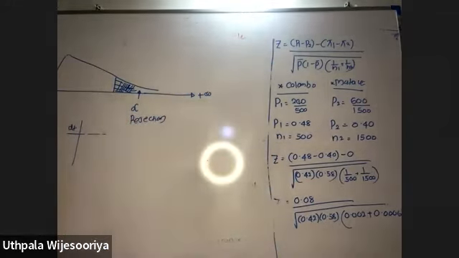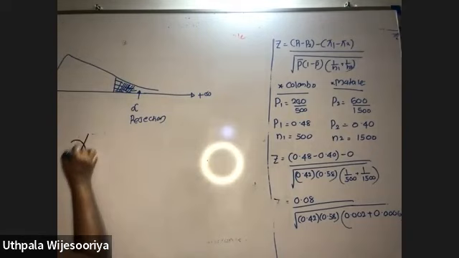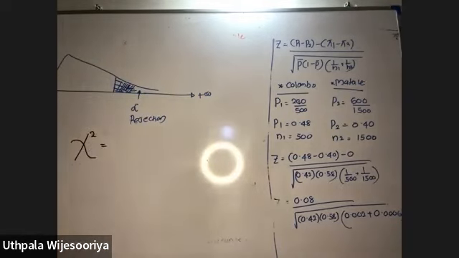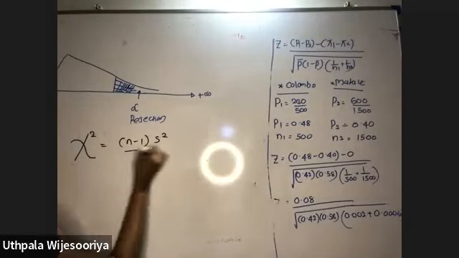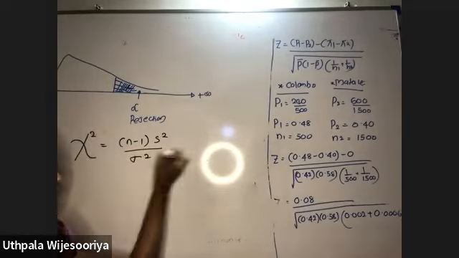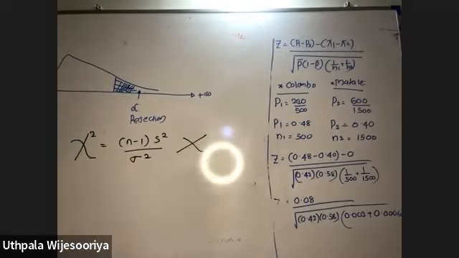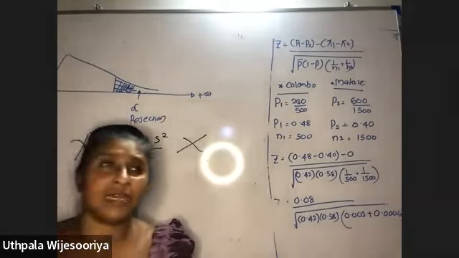This is a Greek letter, chi-square. Chi-square for variances is n minus 1 times s square divided by sigma square. No worries about that, this part is not in your syllabus. So that is the chi-square test for variances.